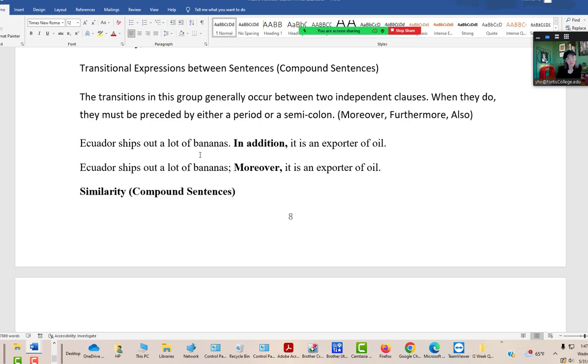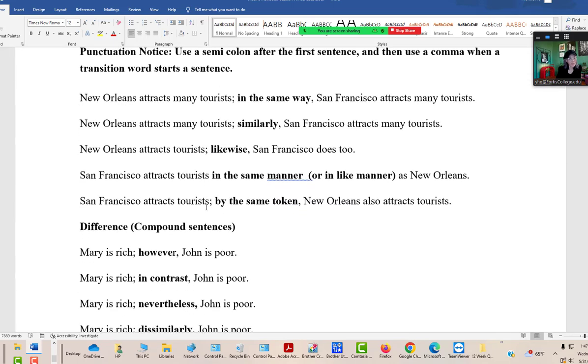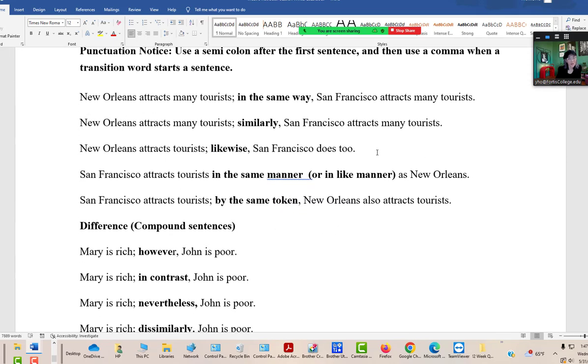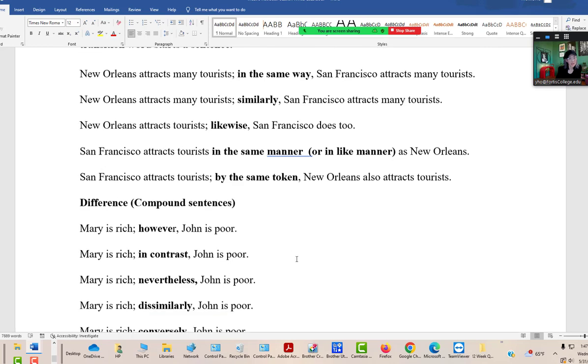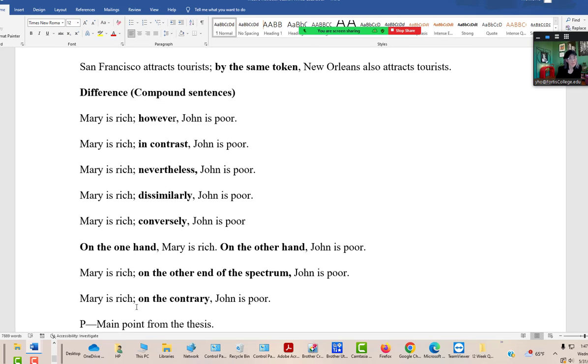So you have an independent clause, transition word, independent clause. These are all compound sentences. And here, many different ways of saying things that are different using compound sentences. If you're going to use this structure, remember to put in the semicolon, then the transition word, then a comma. If you want to put a period here, then you have to remember to capitalize however, in other words, the first word.